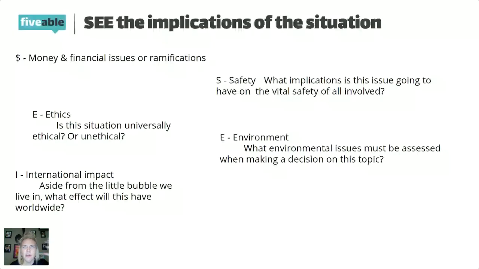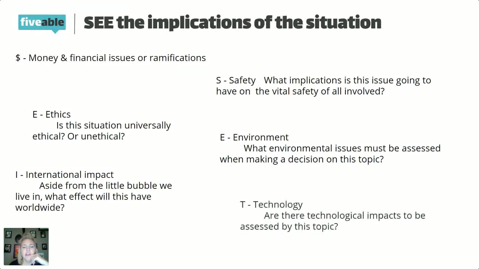A lot of times we live in our own little bubble here, especially in America. So we need to think about what the effect on this is worldwide. That may be important to consider, because in the prompt they told you it was something that had happened worldwide for hundreds of years. The first T is technology. So are there any technological impacts to be assessed by this topic? And then finally, the last one is time. So what are the effects of this issue regarding time?